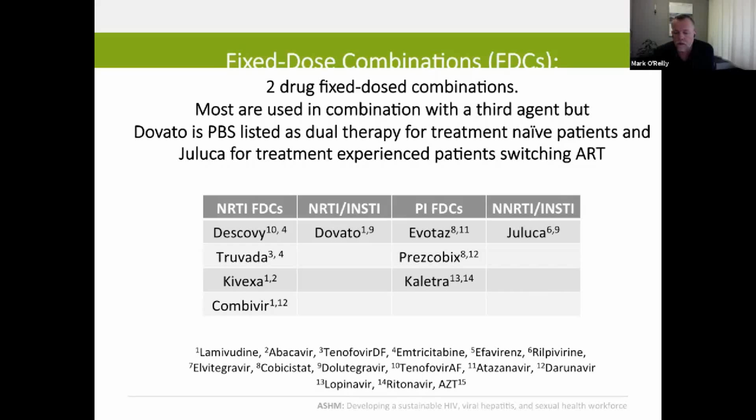So Juluca is one pill which contains dolutegravir, the integrase inhibitor, along with the NNRTI rilpivirine, and that is PBS reimbursed in Australia for patients switching therapy, not treatment-naive individuals.